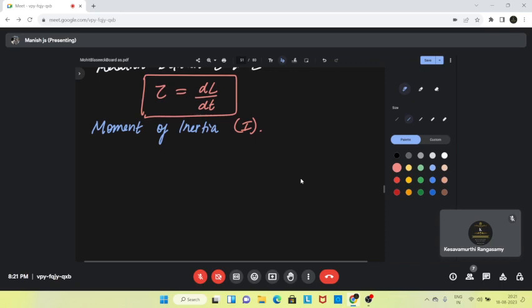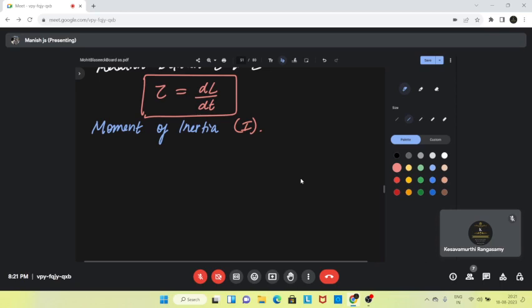So Newton's first law explains that concept only. That's the reason we say Newton's first law as the law of inertia, right? An object continues to be in the state of rest or of uniform motion until it is acted upon by an external unbalanced force, right? So that is called the law of inertia.